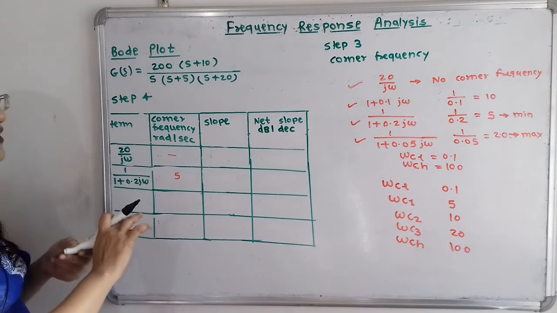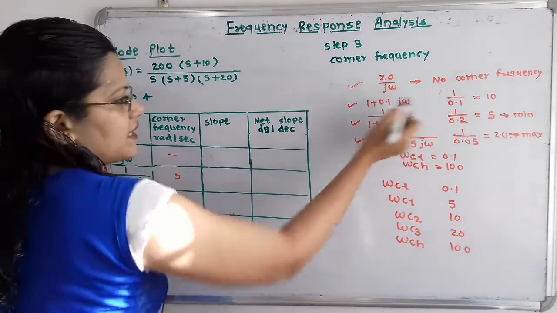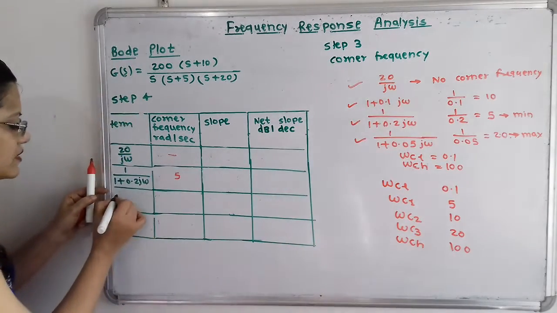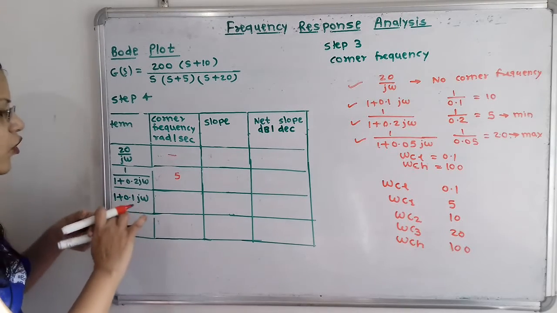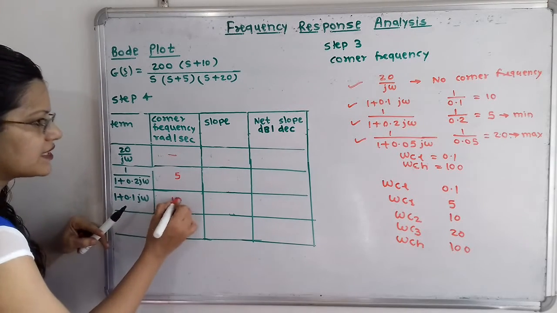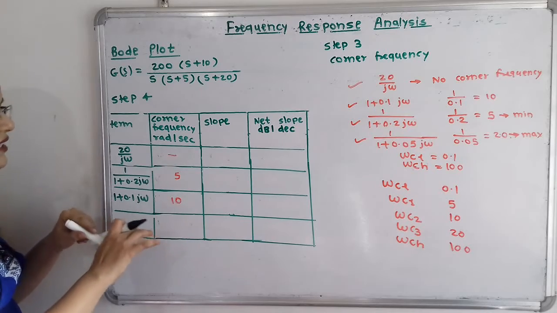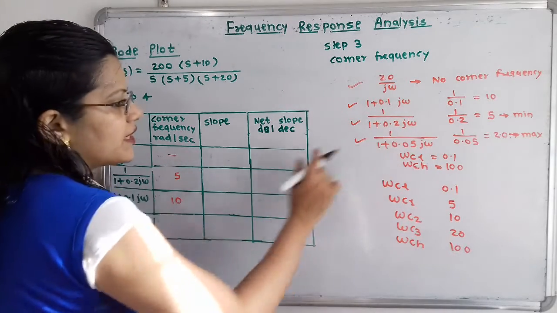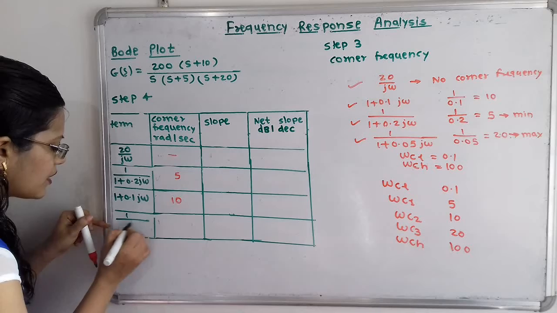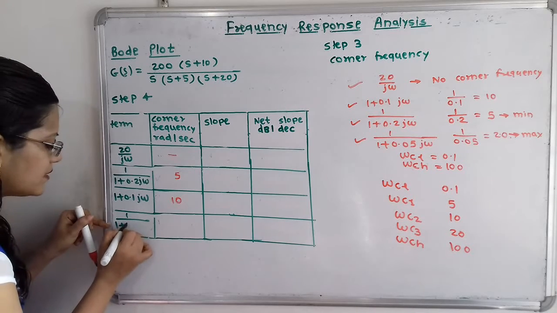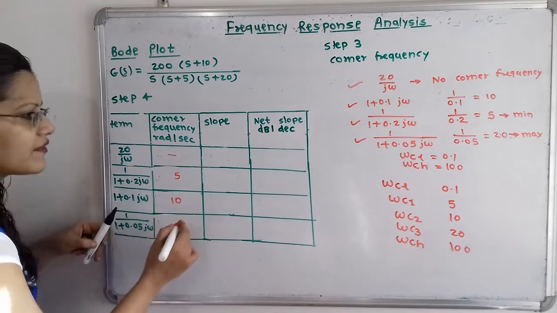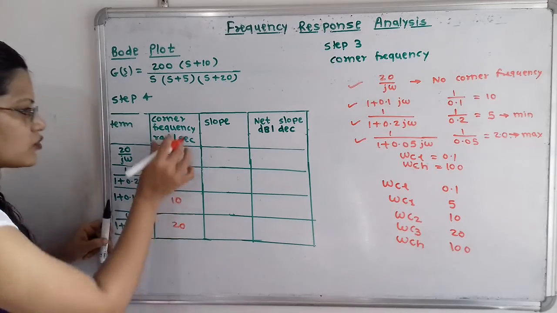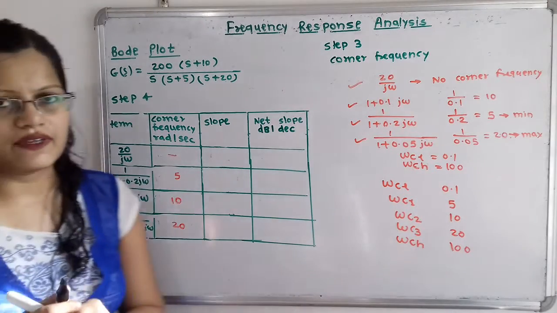Then I will select the number more than 5, that is 10, which is 1 plus 0.1 j omega. The corner frequency we have to take as 10. And the next term is the remaining term, that is 1 divided by 1 plus 0.05 j omega, and its corner frequency is 20. So these are the corner frequencies.